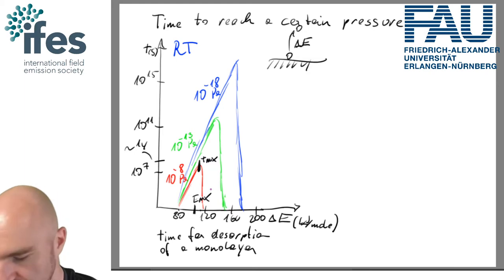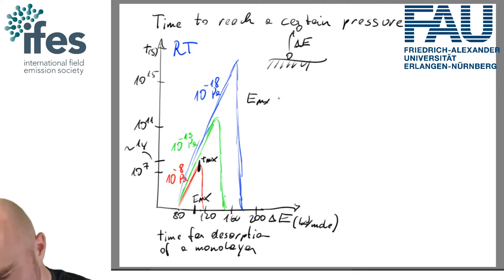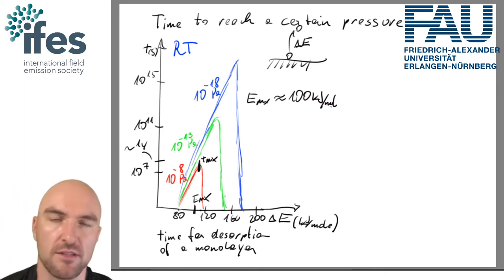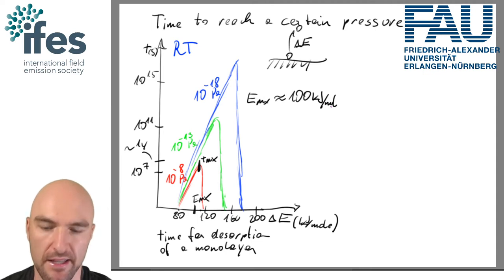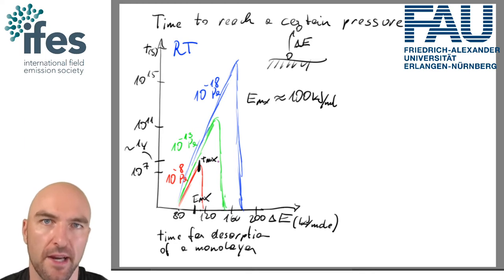And this means that if our molecules have an adsorption energy of E max, then they will stay in the system for the longest. At room temperature at 10 to the minus 8 pascals, that would roughly be an adsorption energy of about 100 kilojoules per mole. If the desorption energy becomes significantly higher than that, the atoms just would not desorb, okay?